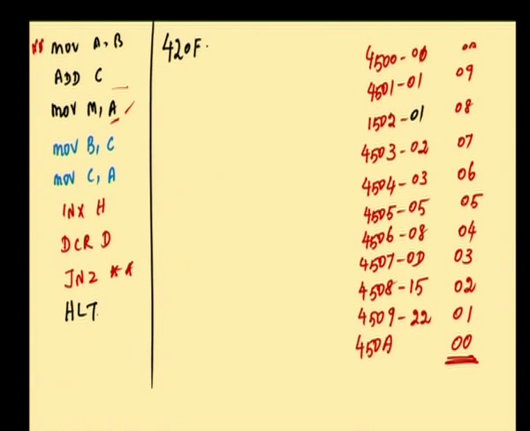In F you have to give MOV A comma B. MOV A comma B is 78. This is a single byte instruction, single address. The opcode for MOV A comma B is 78, which is stored in 420F. The next address is 4210. Here you have to give ADD C, opcode which is 81. Then 4211, the opcode is 77.